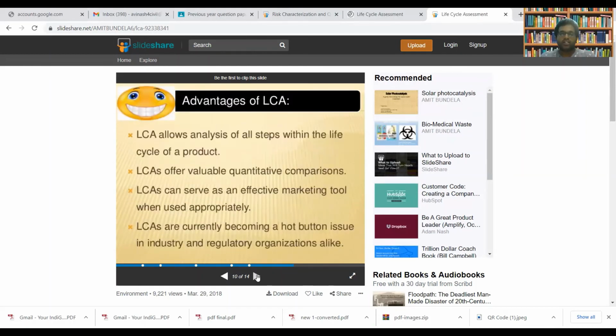So there are certain advantages and disadvantages of LCA. Advantages include that you consider the different steps in the life cycle of a product, and analysis is done for every step. Then LCA offers quantitative comparisons. If used appropriately, LCA can be an effective marketing tool. And in industry and regulatory organizations, life cycle analysis is becoming a very hot issue. These are the different advantages of LCA.